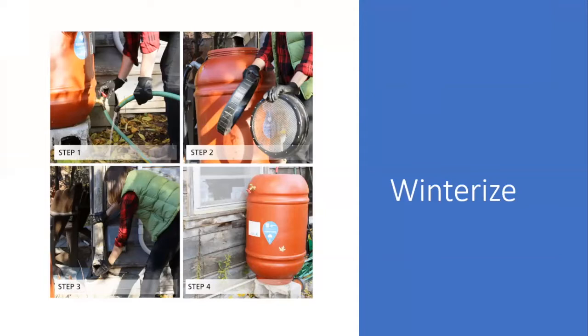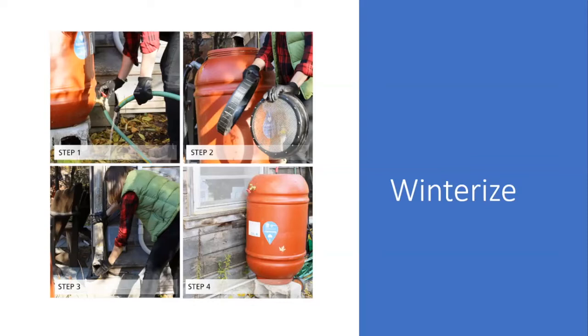Even if you don't have it completely full, if you're not winterizing your valves, you can break your valves and require maintenance and have a dysfunctional rain barrel come spring. So step one is to fully empty your rain barrel, empty those valves out, make sure all your hoses are disconnected. You really don't want to let anything freeze.